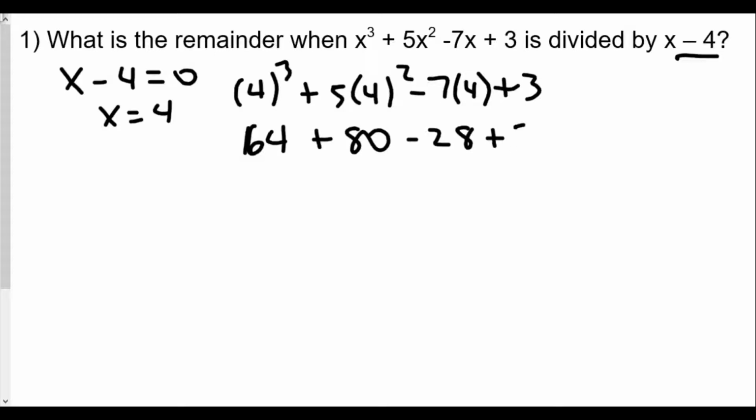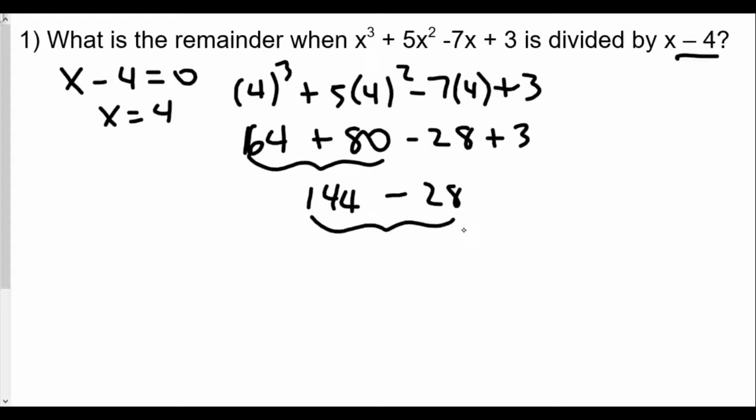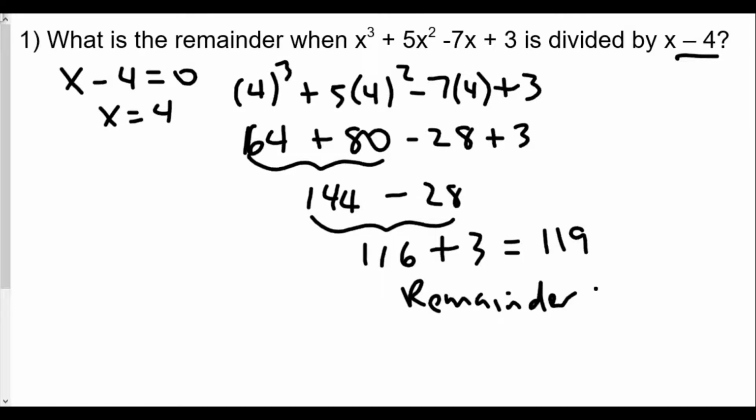and plus 3. So it's definitely not looking like 0 here, but let's find the remainder. Now we add the 64 plus the 80, and I believe we get 144. Now let's subtract 28, because we follow order of operations. 144 minus 28 is 116. And then plus 3, we get a remainder of 119. So our remainder equals 119. And that's the answer.